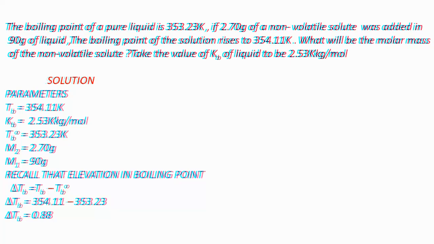They actually asked us to find something. Now recall also the relationship that relates elevation in boiling point with the constant of the liquid, the mass and the number of moles of the solute: change in TB equals Kb times 1000 times M2 over N2 times M1, where our Kb is the constant of the pure liquid, the 1000 comes from the definition of molality, M2 is the mass of the solute, N2 is the number of moles of the solute, and M1 is the mass of the solvent.